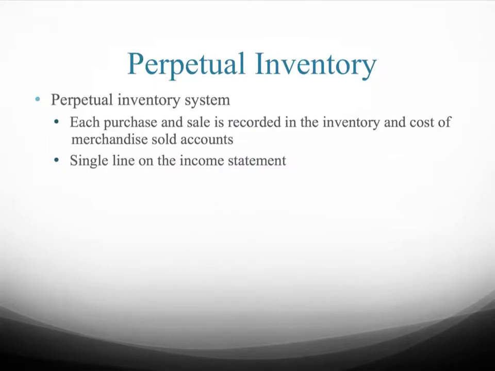What is perpetual inventory? Perpetual means ongoing, continuous, without stop. When we use a perpetual inventory system, when we make a sale, we record the sale as a sales transaction and we add another journal entry to record the inventory. So each purchase and sale is recorded in inventory and cost of merchandise sold accounts. This becomes a single line on the income statement, cost of merchandise sold, or cost of goods sold. You can take a look at an expanded income statement in the document that goes with this module.